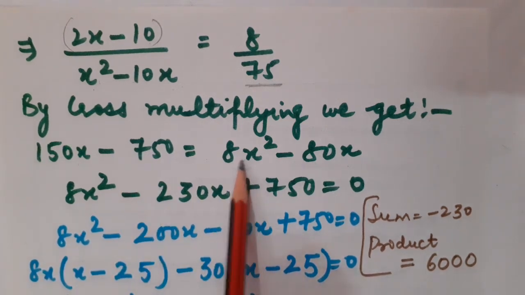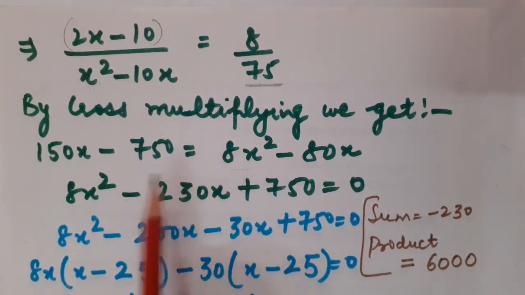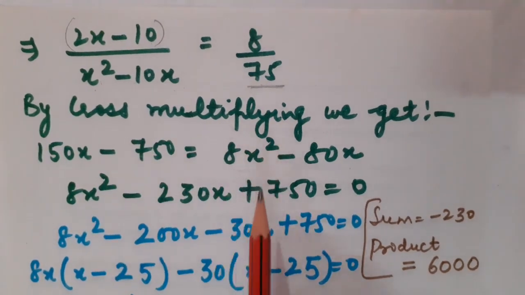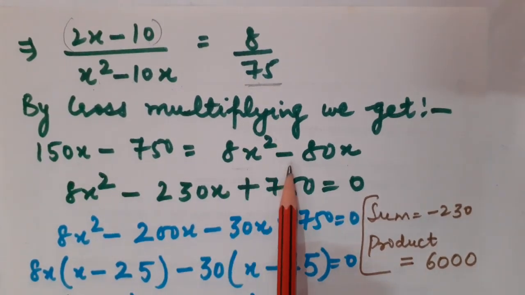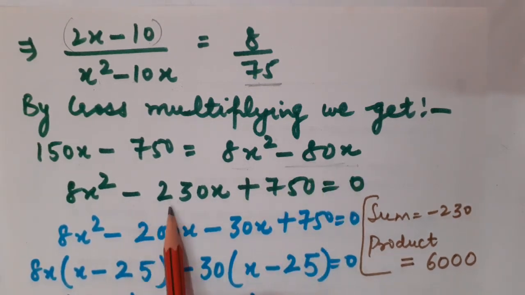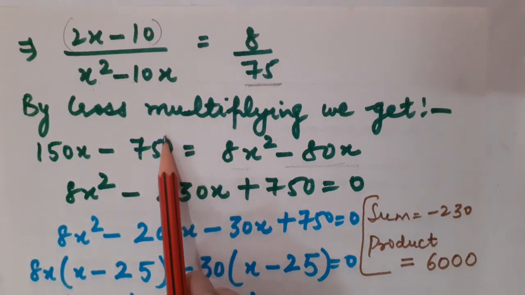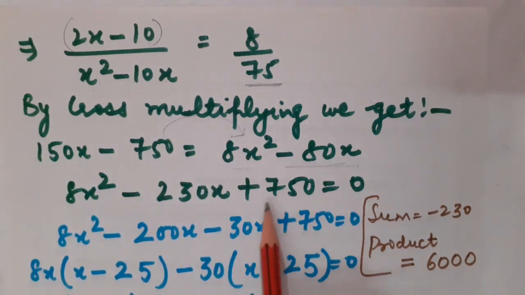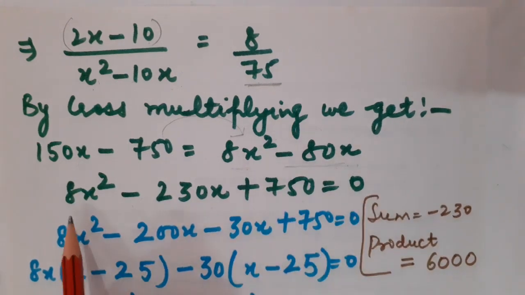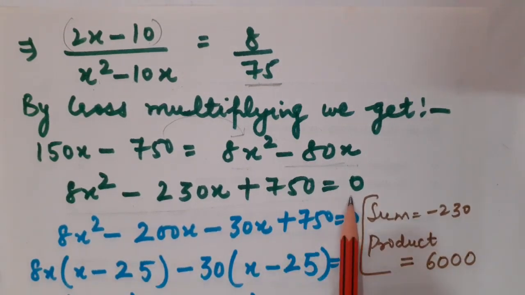So children, I have got 8x square. This will go on the right hand side. 150x will also go on the right hand side, so that will become minus 150x. So minus 80x and minus 150x will give you minus 230x. And this 7 minus 750 will also go on the right hand side. It would become plus 750 is equal to 0. Now this is the required quadratic equation.